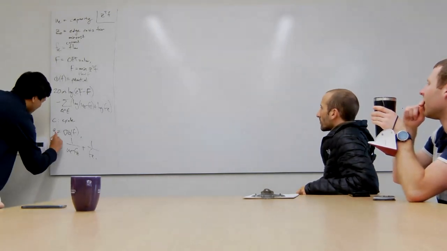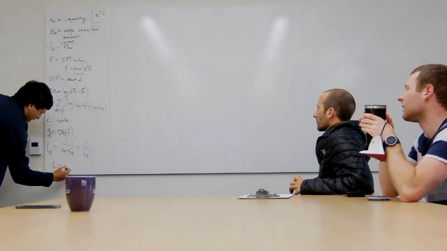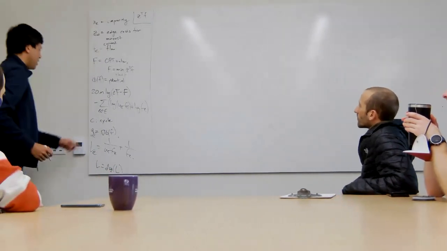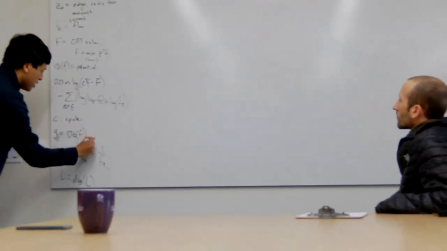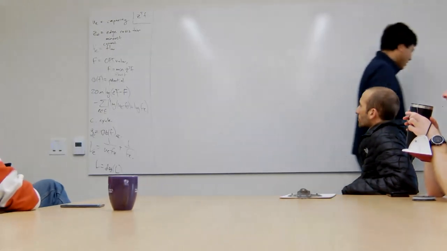L_e is this, sorry. And then I'm going to be lazy sometimes and just write L to be the diagonal matrix of L. And G is that. So that's the general notation setup.